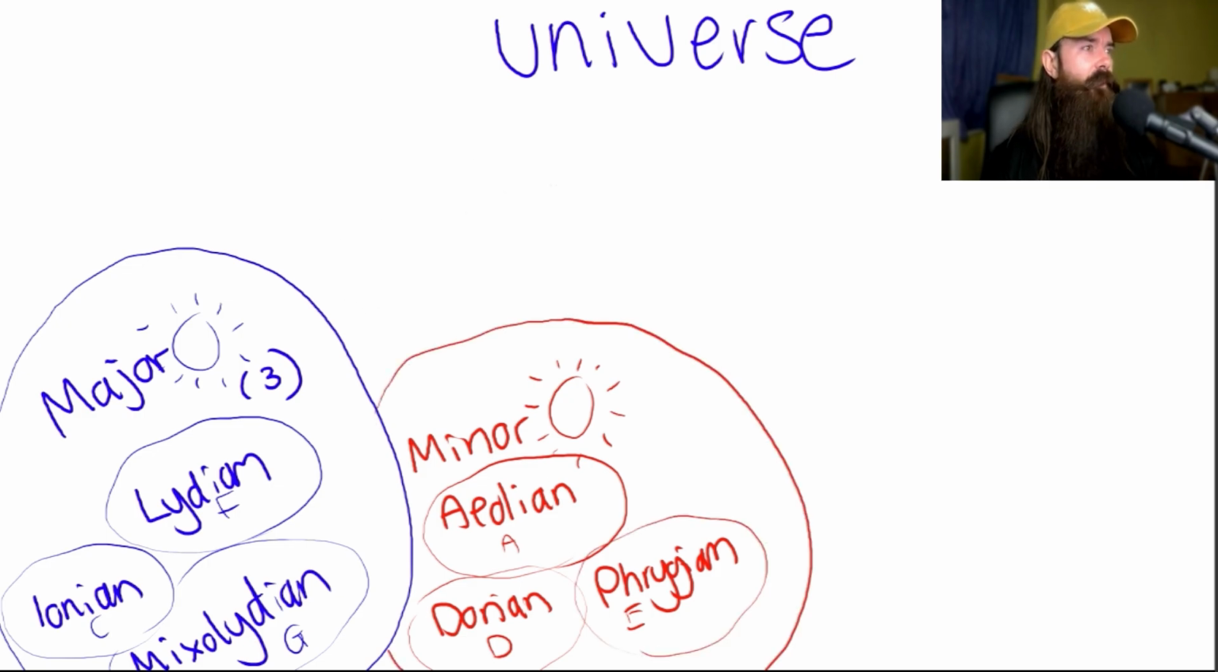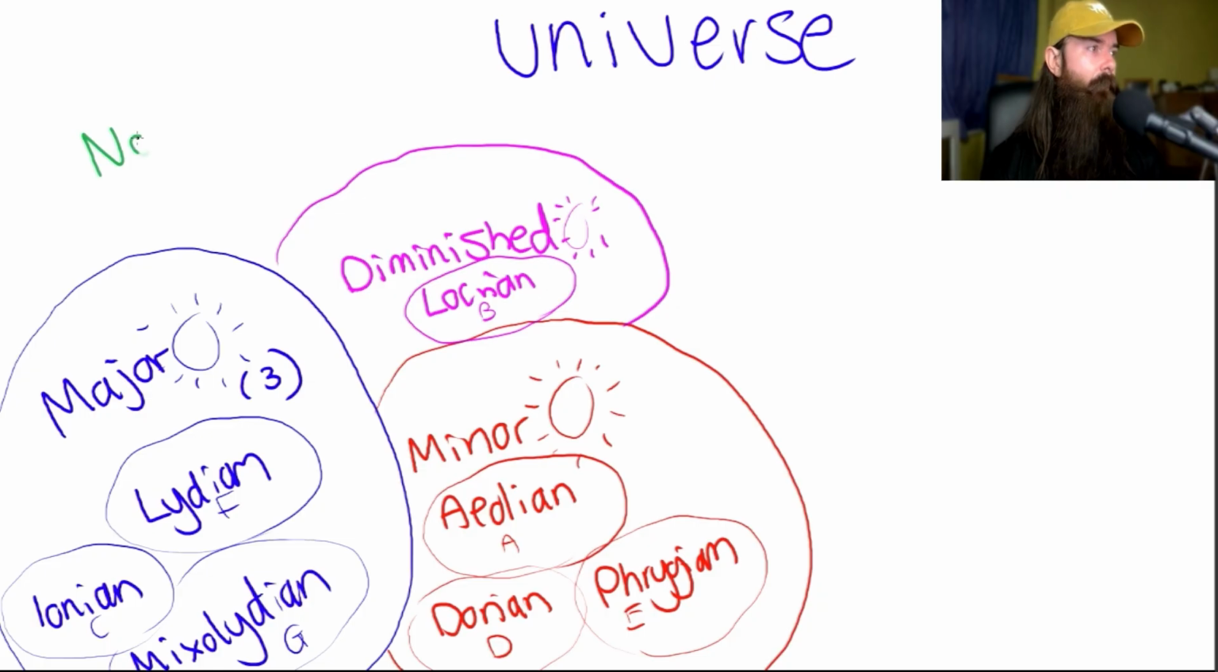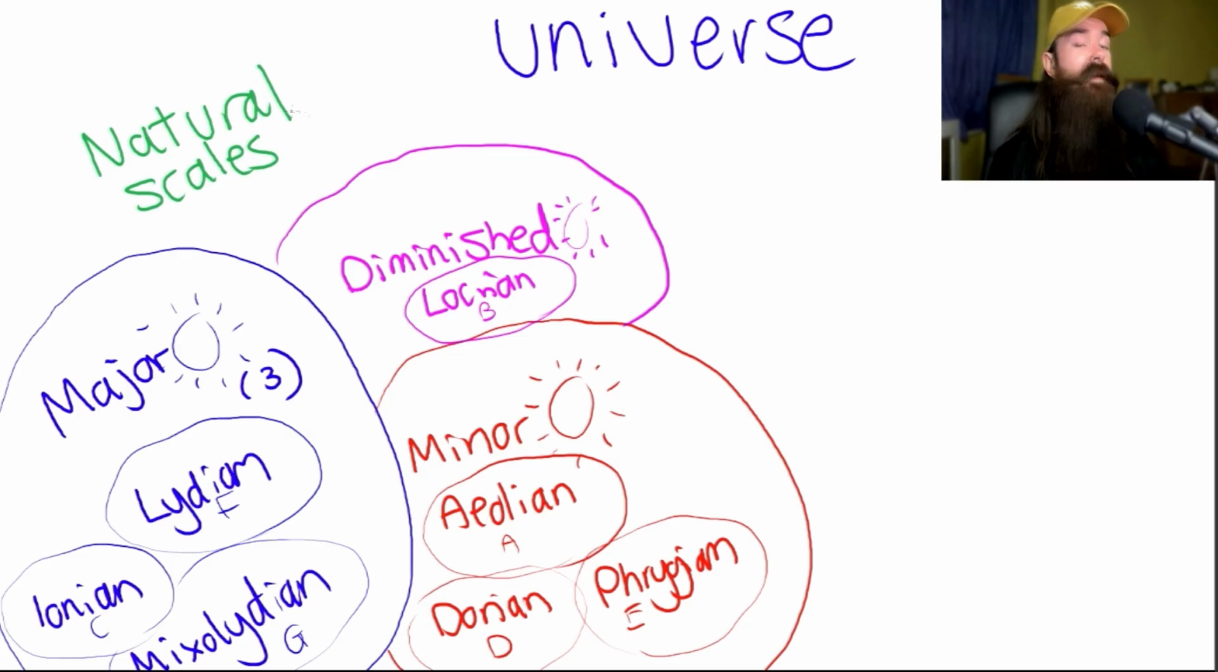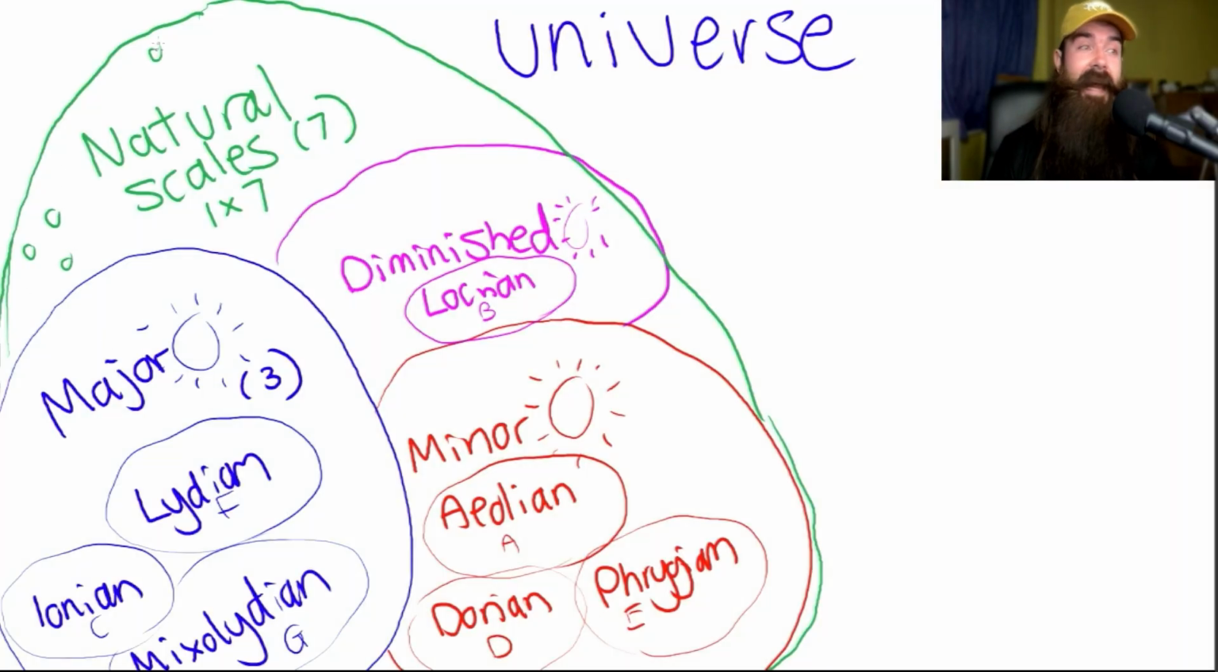Oh, one I forgot, we've also got the Locrian, don't we? That's diminished. So they both happen to be existing in their different solar systems, but they both exist in a galaxy of natural scales. So in this particular galaxy of 3 solar systems, there are necessarily 7 planets, because that's 1 times 7. 1 mode times by how many of them there are. So that's 7 natural scales, and that's a separate galaxy.